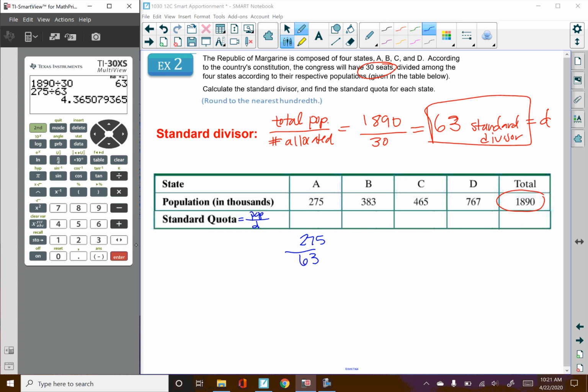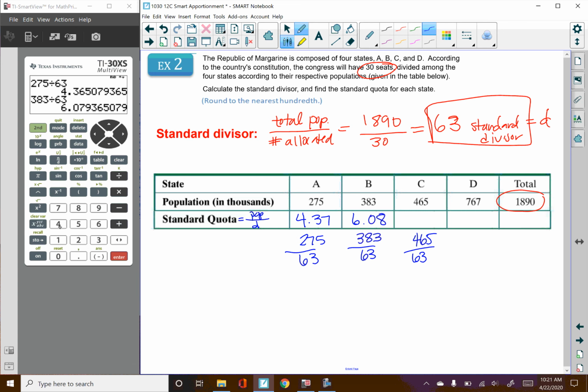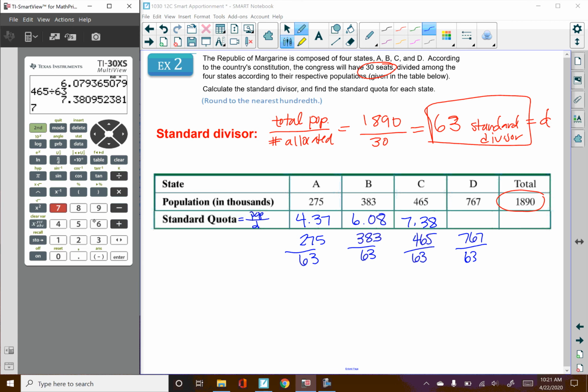which is 4.37. We're going to round to the nearest hundredth. And then you just repeat that process. 383 divided by 63. 465 divided by the standard divisor, 7.38. And the last one would be 767 divided by the standard divisor.